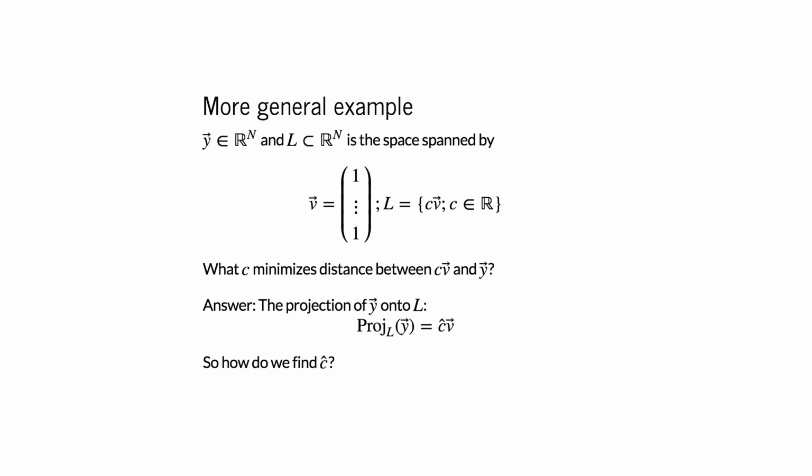And now L, the space of all the vectors that are all the same, that are constant, is basically the constant c times v. So members of this space would be 1, 1, 1, 1, 1, or 2, 2, 2, 2, 2, etc. So what we want to find is the c to find the projection of y onto this space. We want to find the c that minimizes the distance between c times v and y. So we have a notation that you see here. The answer to that is the projection of y onto L.